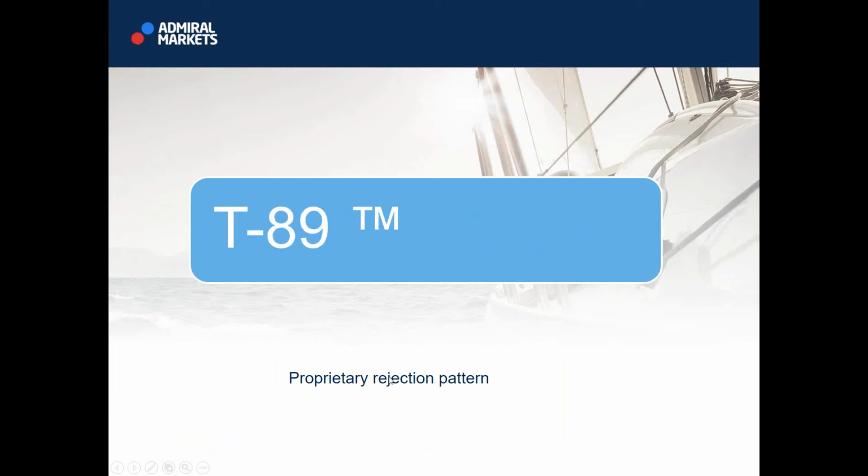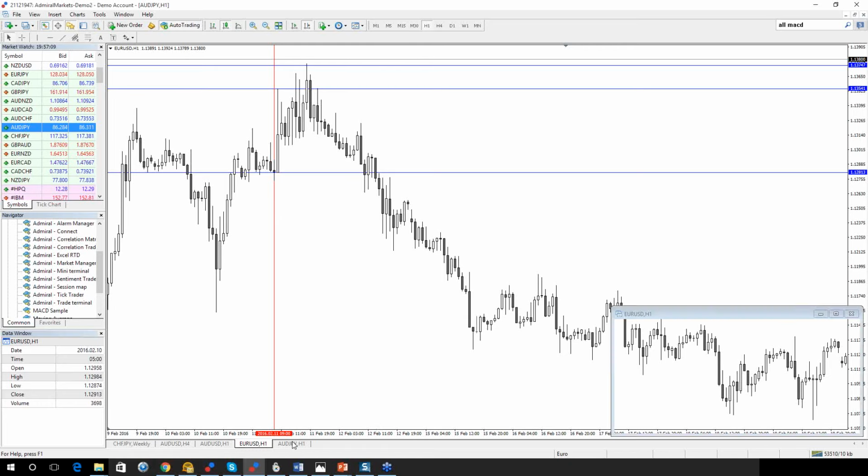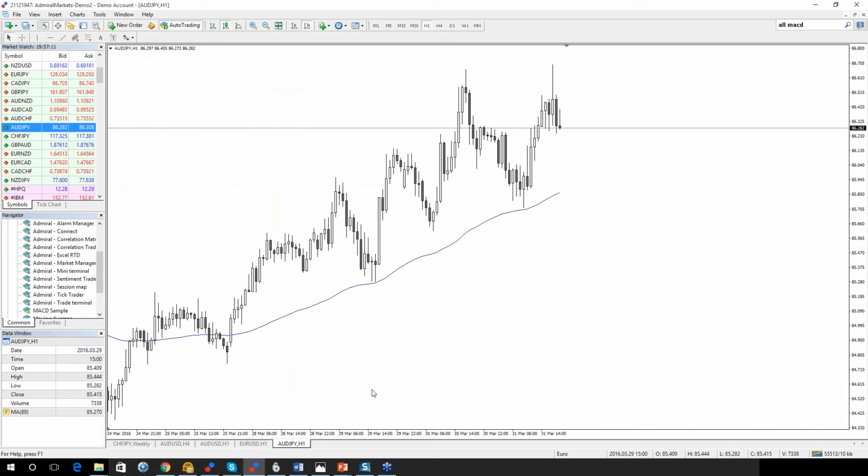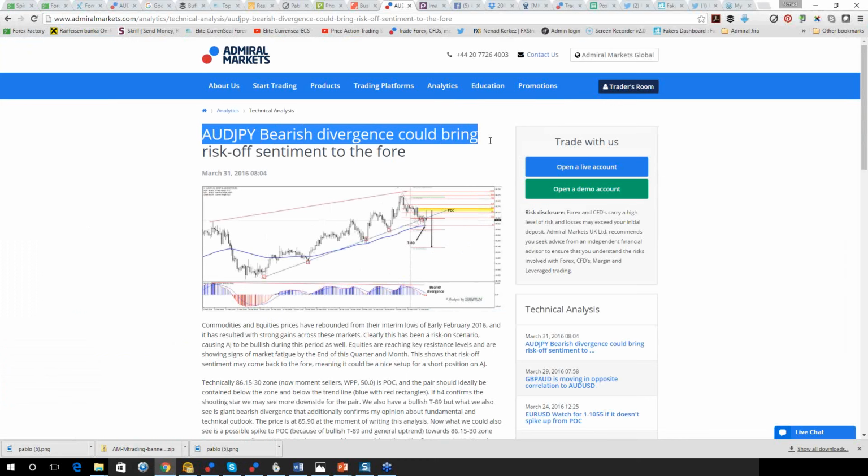Okay. T89, proprietary rejection pattern. Today's analysis, Australian dollar yen. What did I say, guys, in my analysis? Now I will move on and show you. Okay, here. Orient, bearish divergence could bring risk sentiment to the fore.